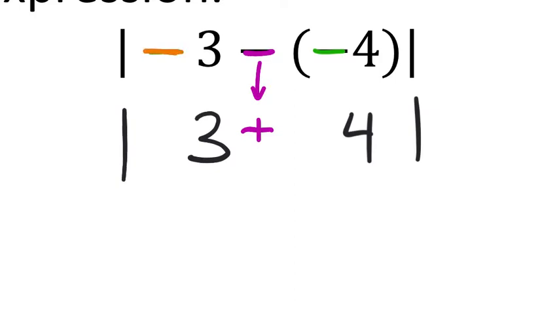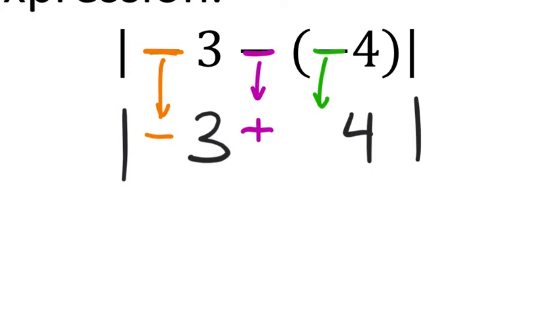It's going to keep negative. Then we change the operation from minus to plus. And then we change the next sign from negative to positive. So I can show this positive 4. We shouldn't have to, though, because positive signs we don't need. Okay, so this ends up being negative 3 plus 4.